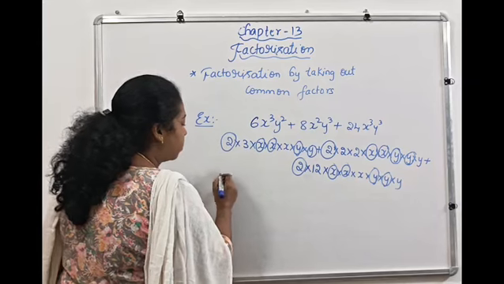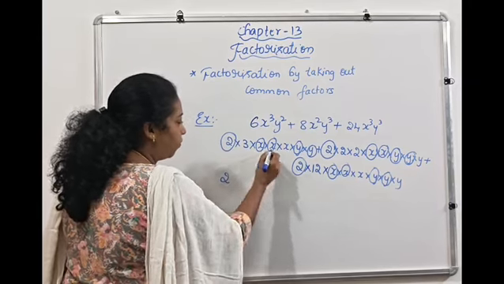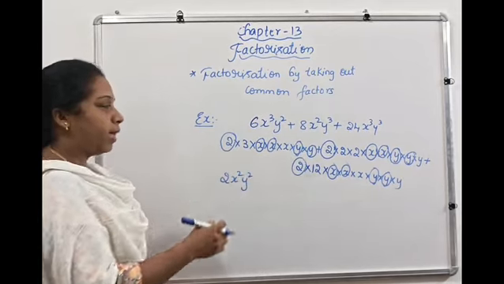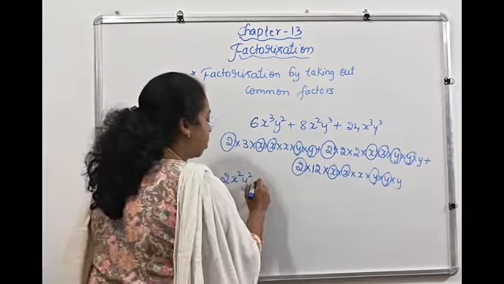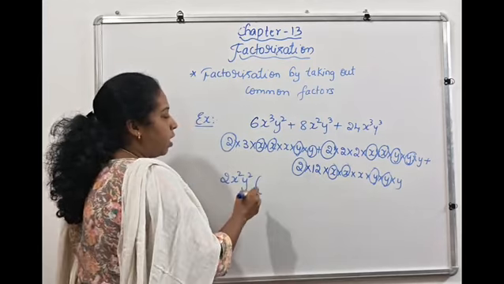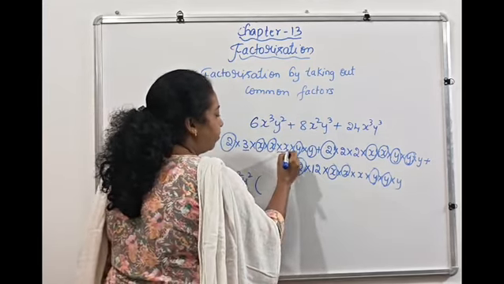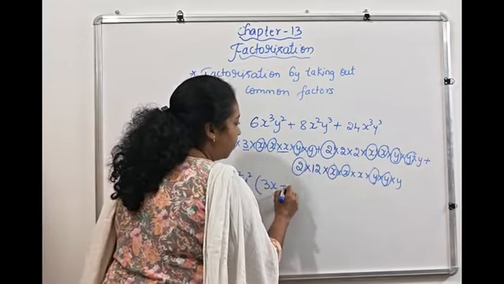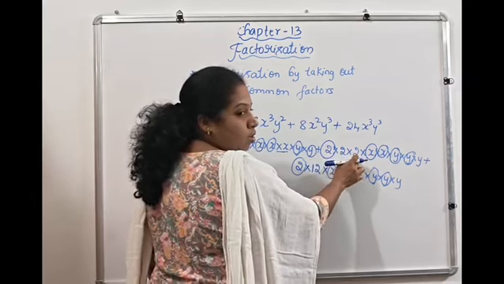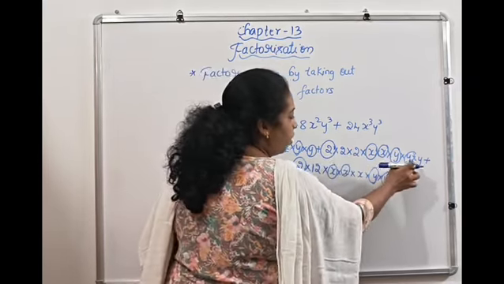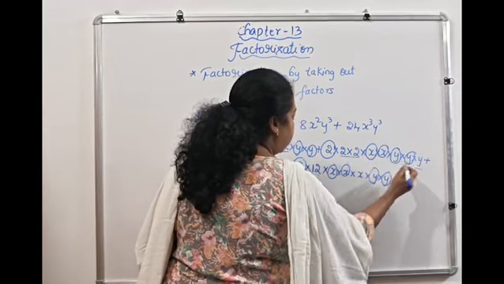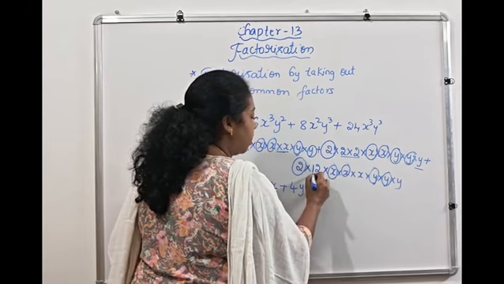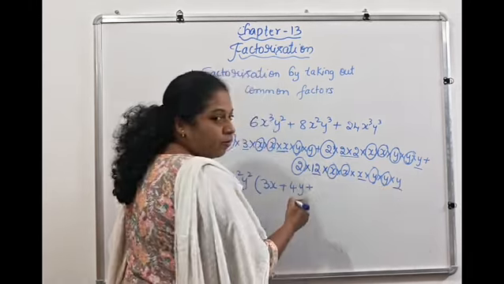So we'll take it as common 2x square y square. 2x square y square are the common factors I have taken out. So now write in a bracket which are the left over here. 3x. So 3x plus here 2 2s are 4. 1 left. That means 4y plus here 12xy left over, right?